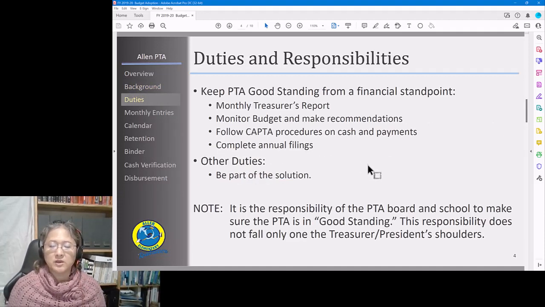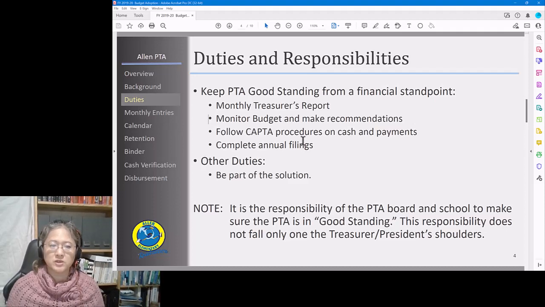As mentioned earlier, there are certain things that really fall under the treasurer when it comes to good standing, including following the procedure required by the California PTA, which includes the monthly treasurer's report, monitoring the budget, following the procedure in dealing with cash and payments, and then completing all those annual filings.